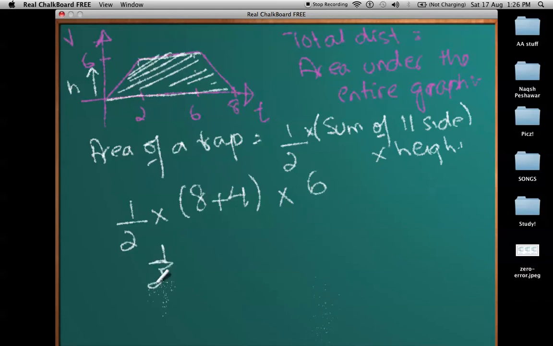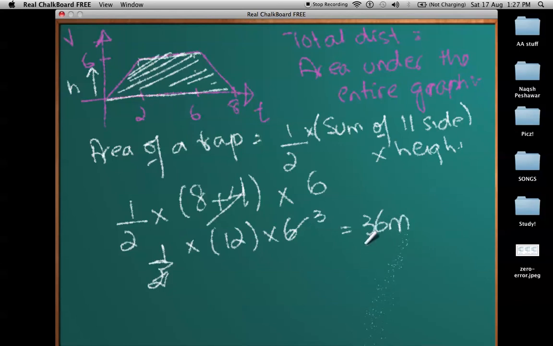So half times 8 plus 4, which is 12, times 6. Now you can use a calculator, or we can do it mentally. Half of 12 is 6, 6 times 6 is 36 meters. So the total distance traveled by the object in the 8 seconds is 36 meters.